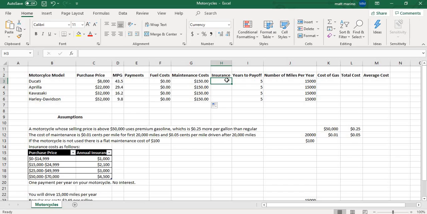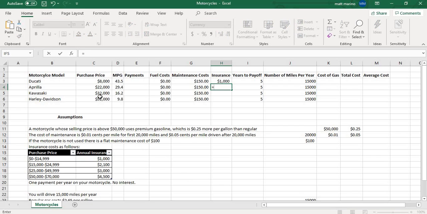Next, how do we calculate our insurance? We need to refer down to our table. So for our Ducati, the purchase price is $8,000, which is featured as $1,000 of annual insurance. So we reference cell C16 for that information, $1,000.